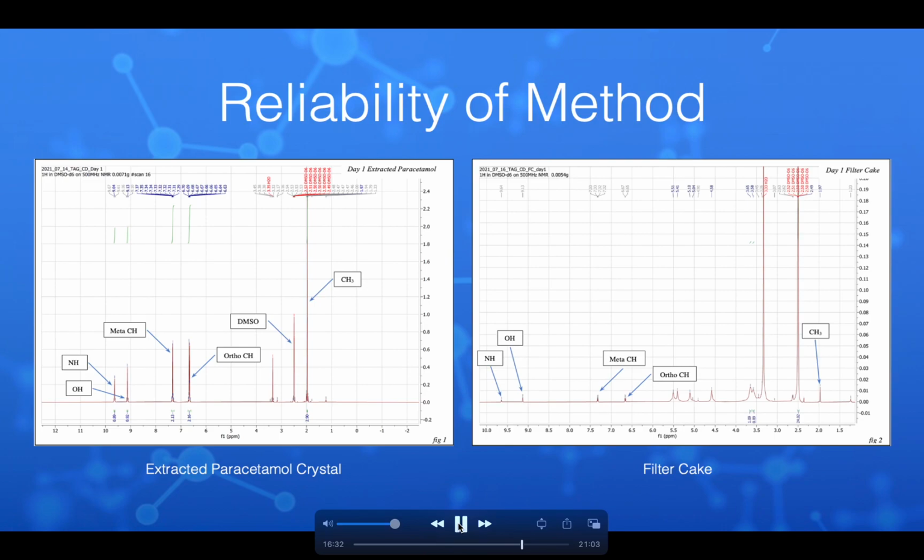These two spectra compare the extracted paracetamol crystal and the filter cake. As we can see, in the filter cake there are trace amounts of paracetamol, but if you look closely at the scale of the spectra, you can see that these are minuscule amounts of paracetamol being found in the filter cake. And because of all the controls I have in my method, this would be consistent, hence the results are comparable and are reliable.